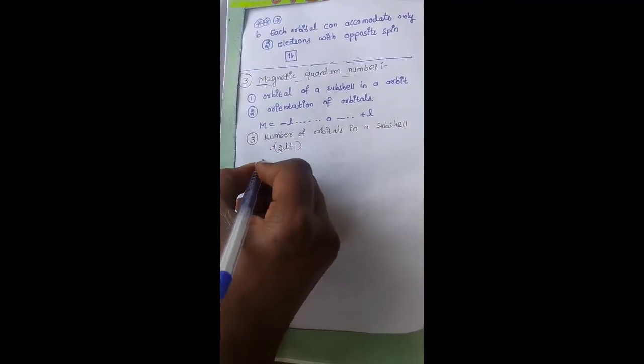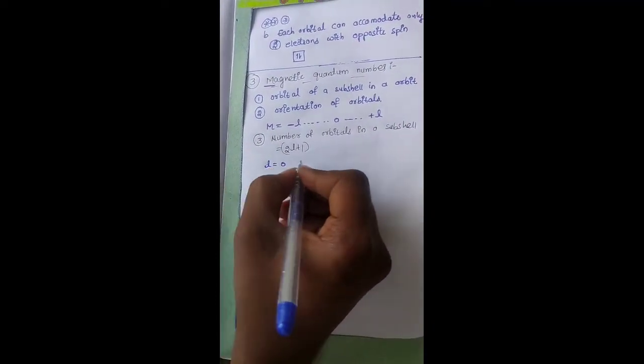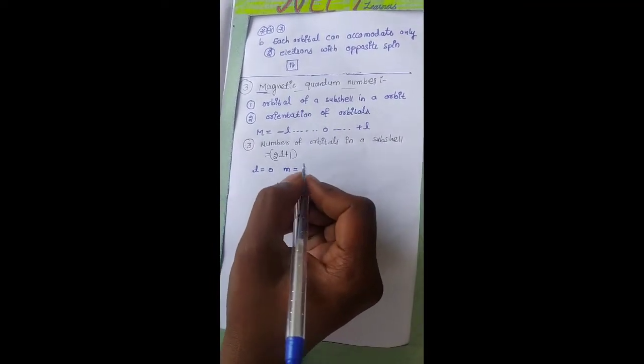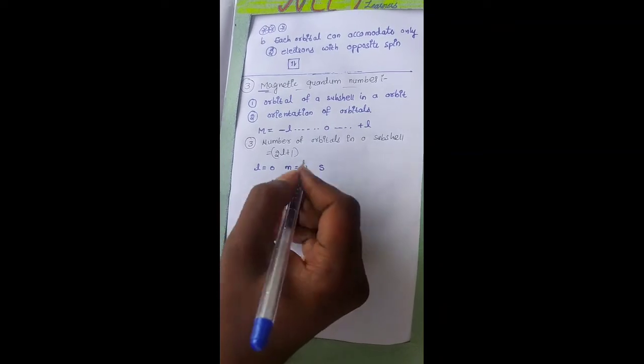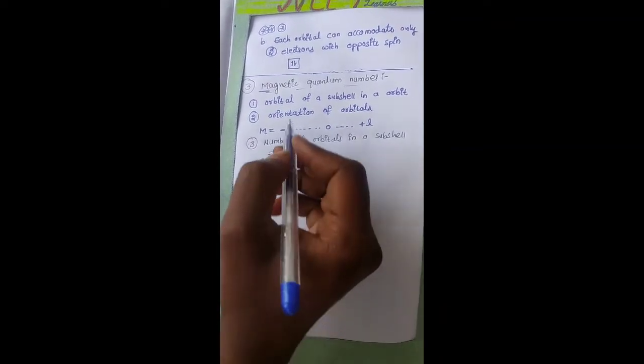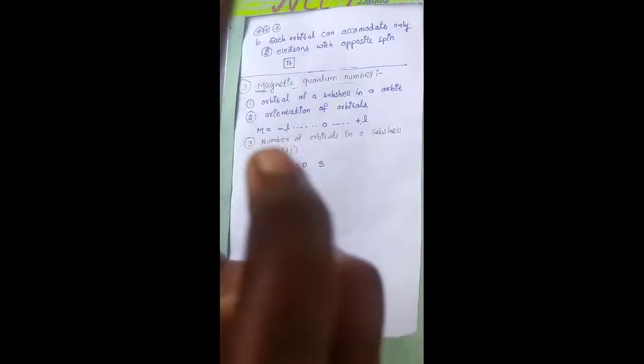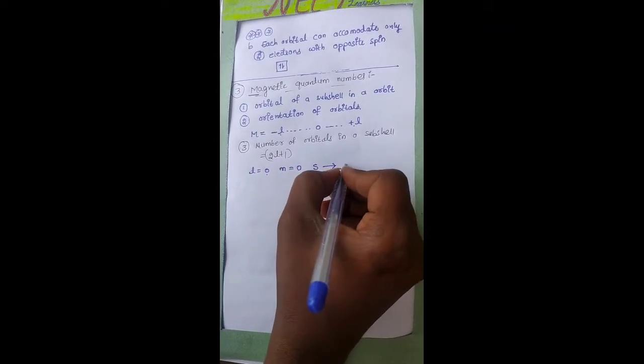So if we take, for example, L is equal to 0, then M is also 0. That is the S orbital, because here L is equal to 0, so M is equal to 0 in total. So it is the S orbital, students.